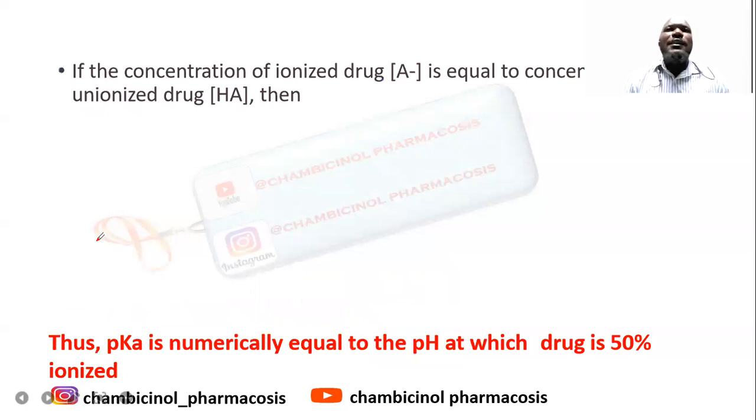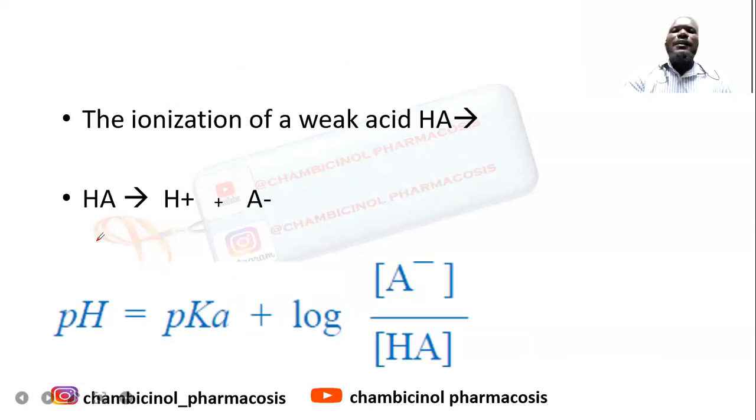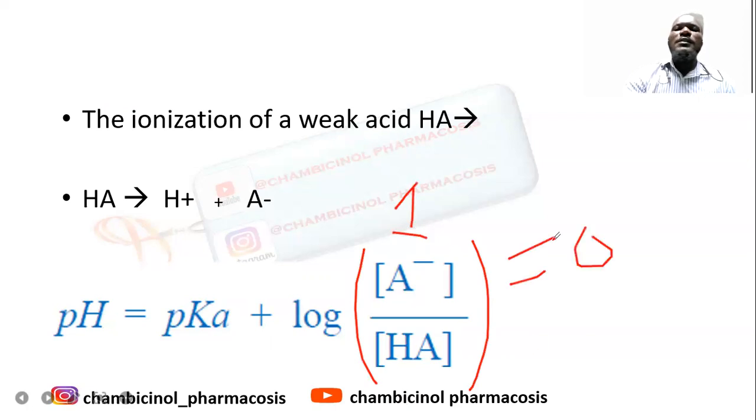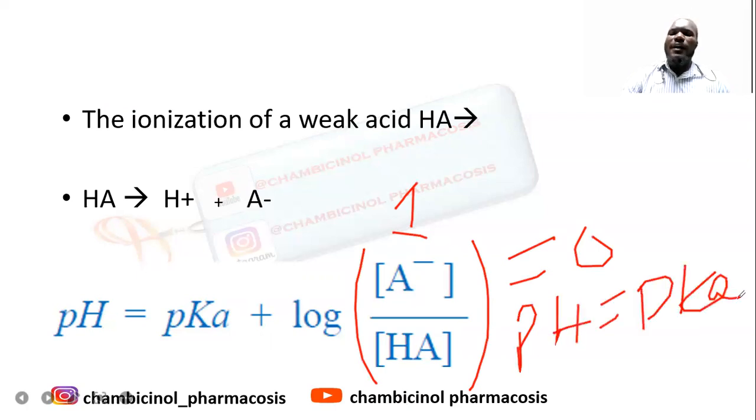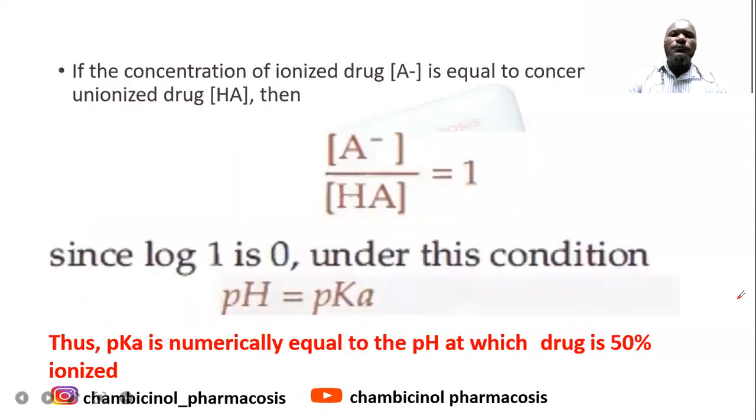If you take a drug and it ionizes 50%, it means 50% will remain unionized, and it is only that 50% which remains unionized that will be absorbed. In that scenario, because it is 50-50, the ratio will be equal to 1. The log of 1 is equal to 0. So this indicates that the pH is equal to the pKa. This is very important to understand.